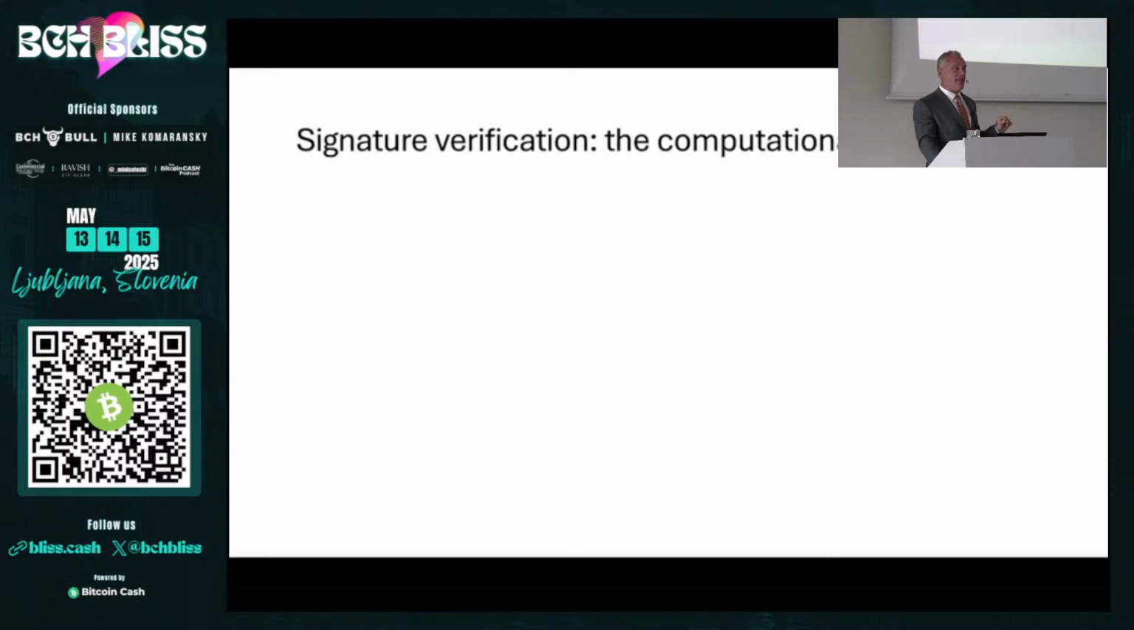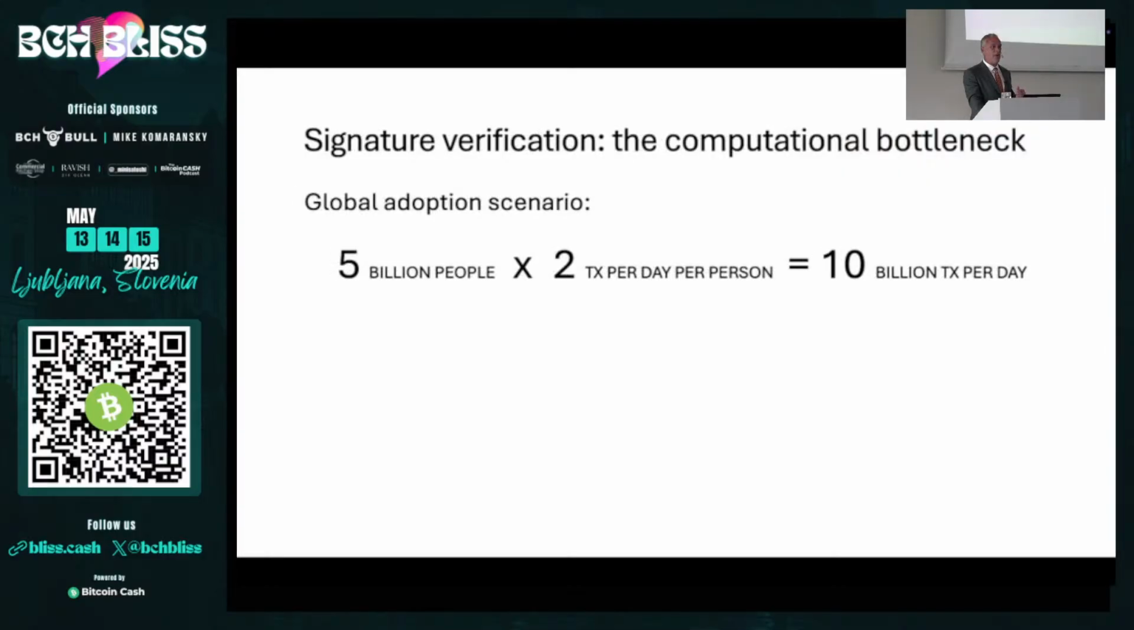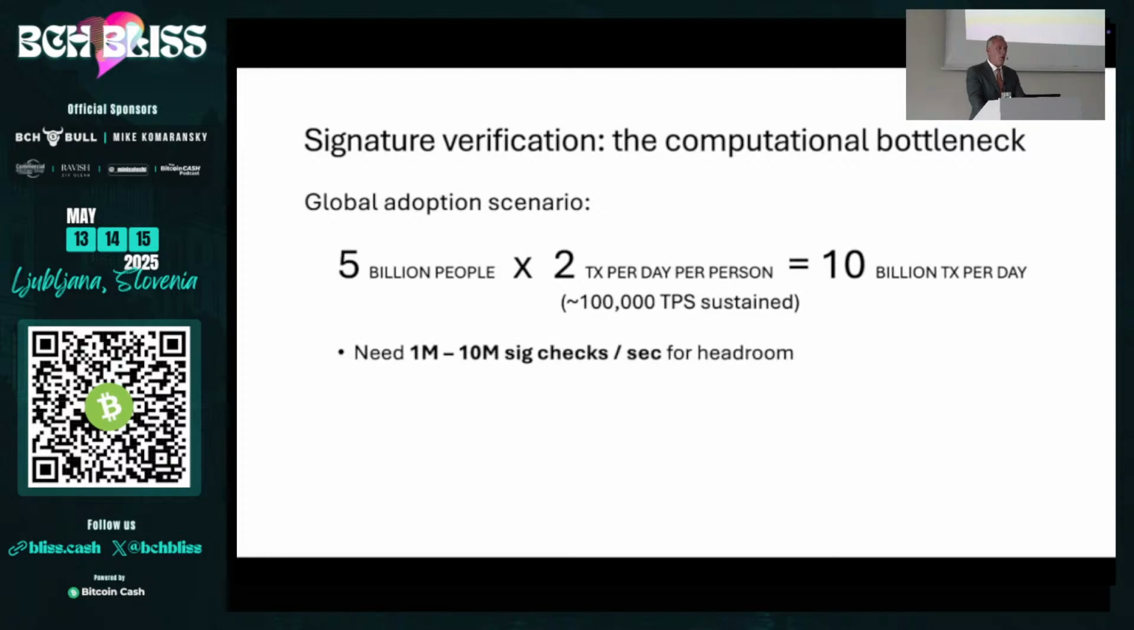To get an idea of how much of a bottleneck it is, we're going to consider this global adoption scenario where we imagine we have 5 billion people. They're making 2 transactions per day, so 10 billion transactions per day in total, for about 100,000 transactions per second sustained. Now, we want to have hardware that can easily keep up, so we want lots of headroom. So I think we want about 1 to 10 million signature checks per second.